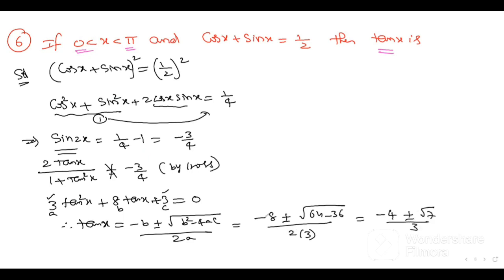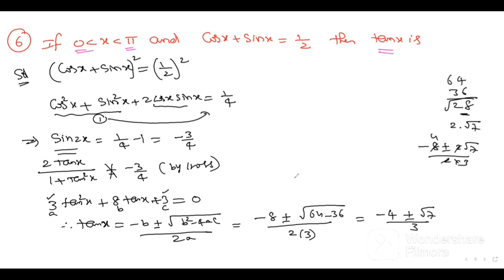Here also 2 cancels. Inside the root, the value is 64 minus 36, which is 28. Root 28 can be written as 2 root 7. Okay, minus 8 plus or minus 2 root 7 by 2 into 3. The 2s get cancelled. So minus 4 plus or minus root 7 by 3.